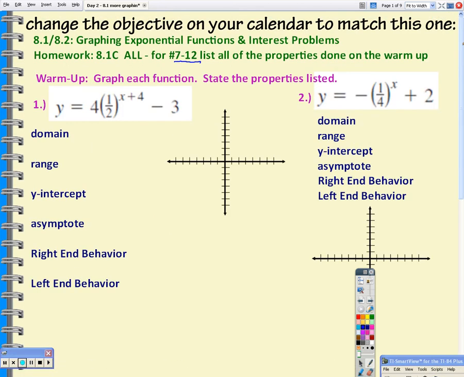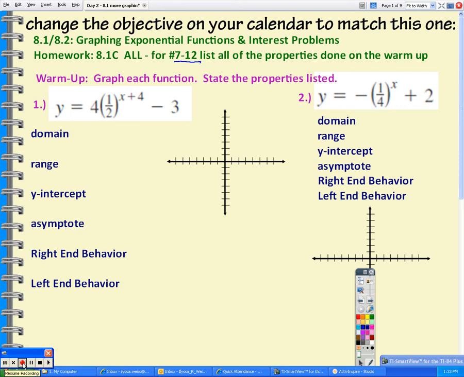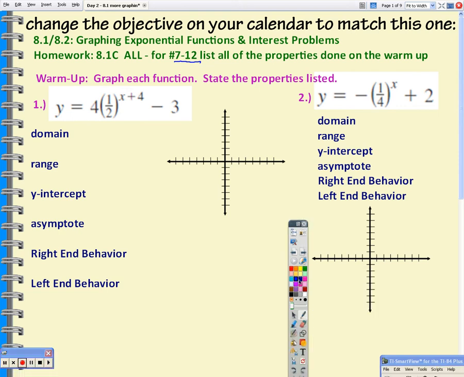We're going to use the 6 steps to graph these 2 warm-up problems. So for number 1, I'm going to start with the asymptote, which is at -3. So I'm going to draw my dotted line at -3. When you write the equation for the asymptote, you have to write y equals. It is a line. The only way to show it as a line is to write y equals.